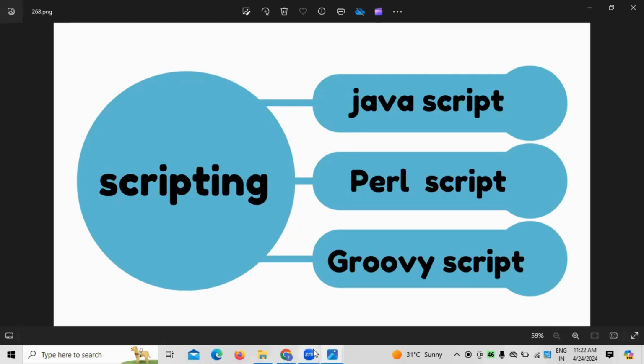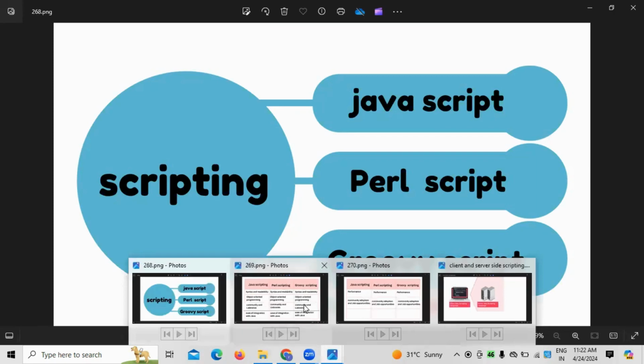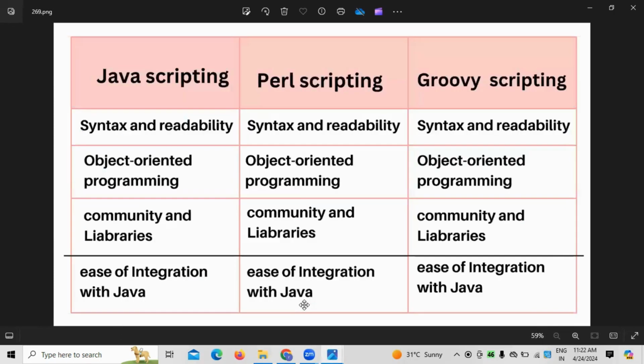How is it different? Now, if you want to understand scripting from Java, Perl, as well as Groovy, this will be differentiated into a few parts. One is we have to identify the difference between syntax and readability, because for every scripting, or for every program we write, there will be some syntax. Syntax is the first one which we have to look at.